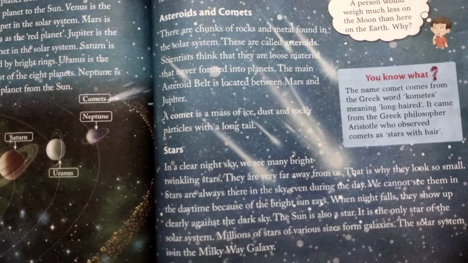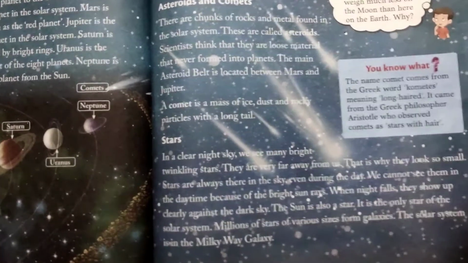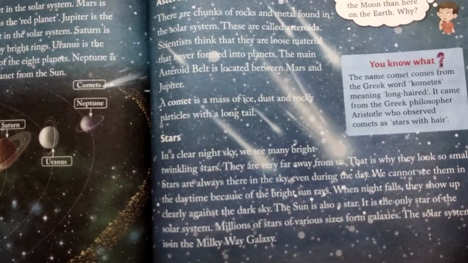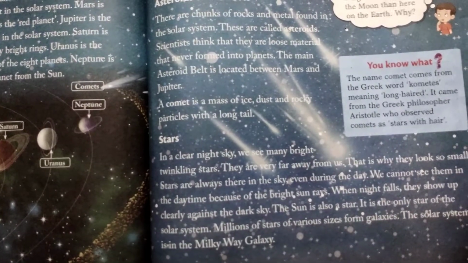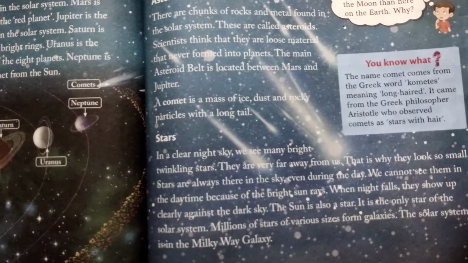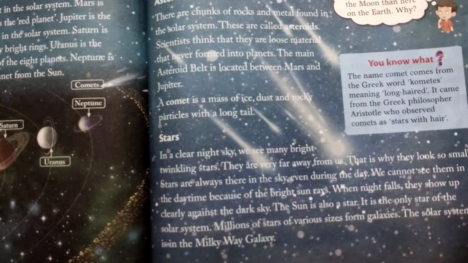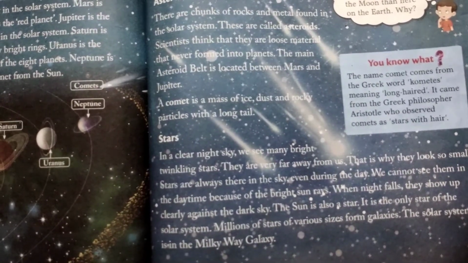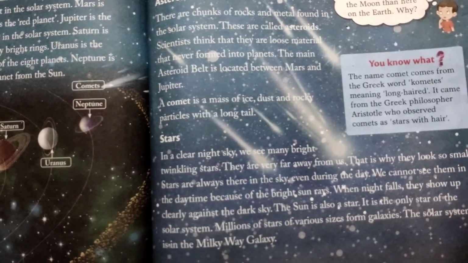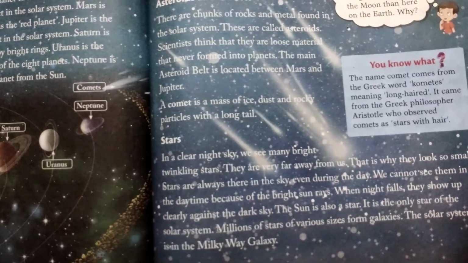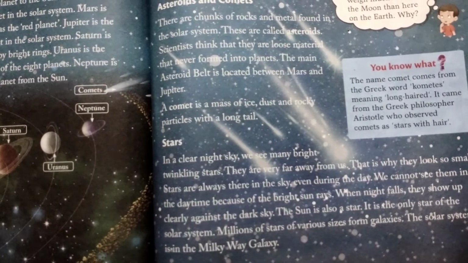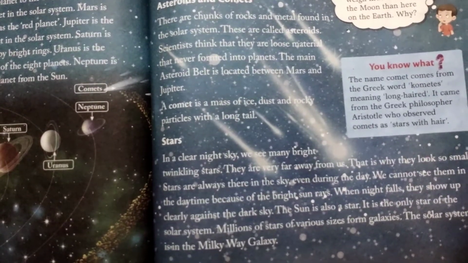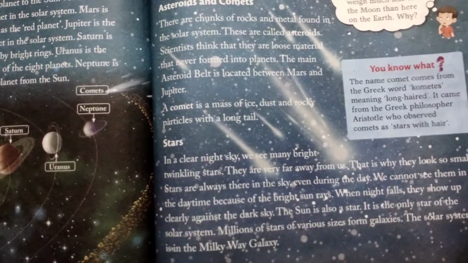Next we have stars. You can see stars at night in the sky, students. Stars twinkle very bright at night and our sun is also a star. These stars look very small from the Earth. Why do they look very small? Because these stars are very far away from the Earth. The sun is also a star, and the sun looks a little bigger than the other stars because, students, the sun is very close to the Earth. That's why it looks a little bigger.